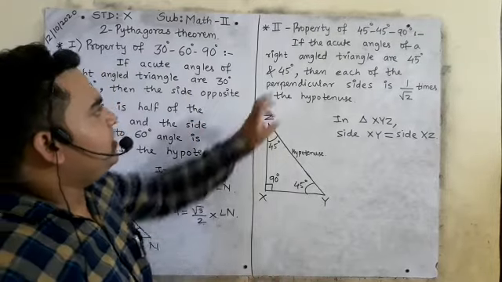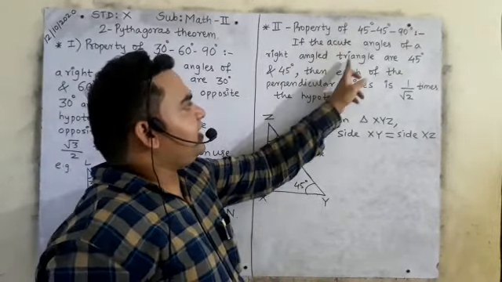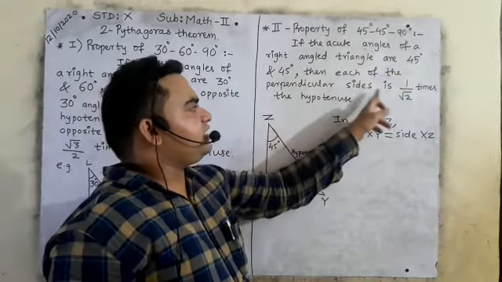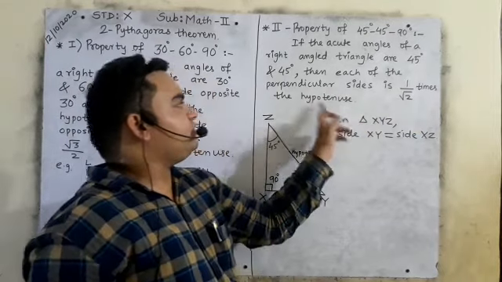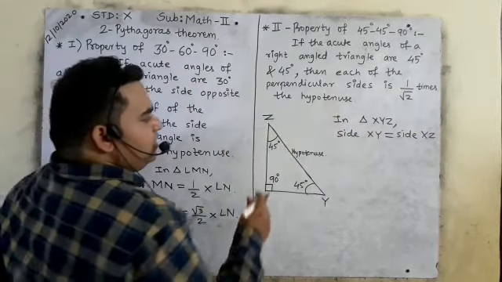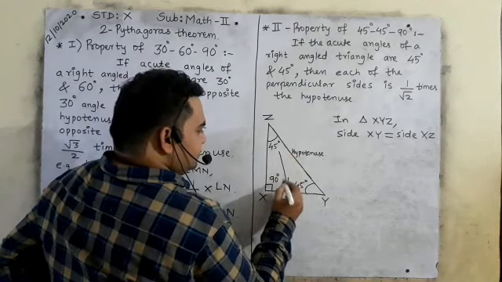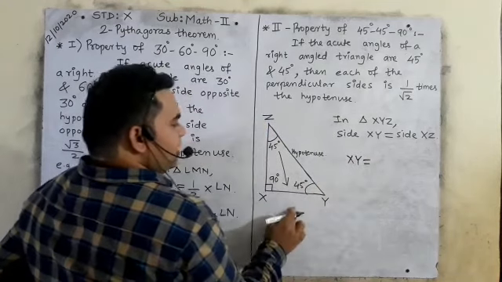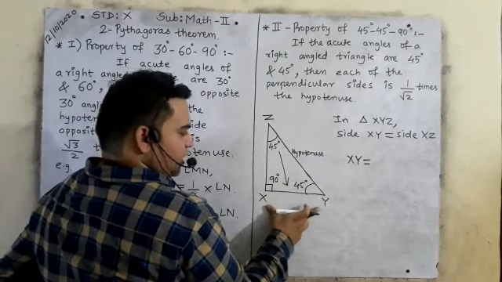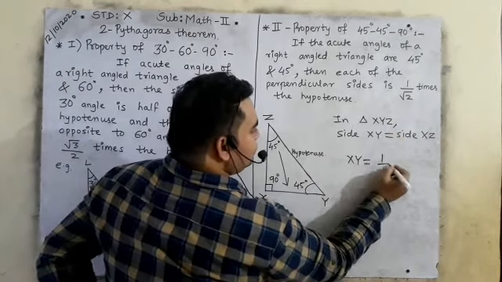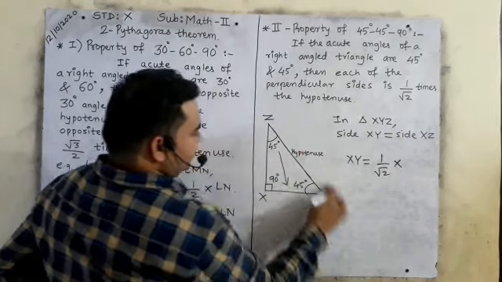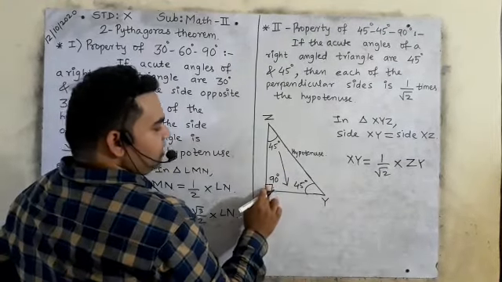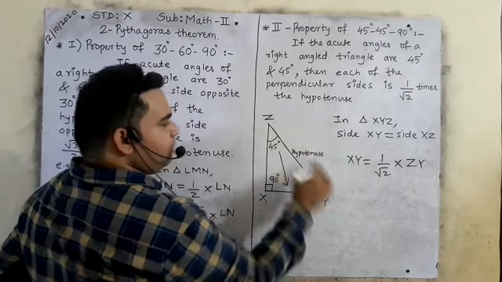If the acute angles of a right angle triangle are 45 and 45 degree, then each of the perpendicular sides is 1 upon root 2 times the hypotenuse. It means what? Suppose you take this side opposite to 45 degree: XY is the opposite side of 45 degree angle. So XY will be 1 upon root 2 of its hypotenuse. Here ZY is your hypotenuse. Why is ZY the hypotenuse? The opposite side of 90 degree is called the hypotenuse.